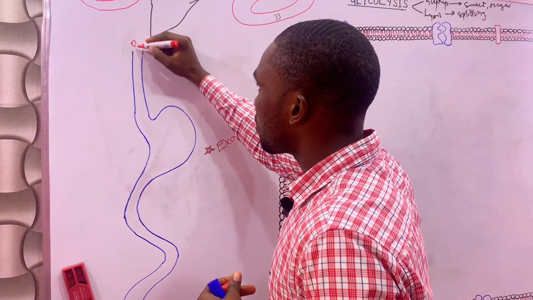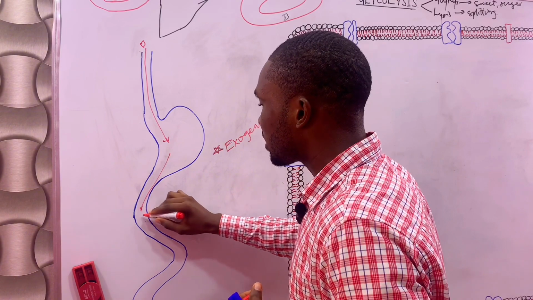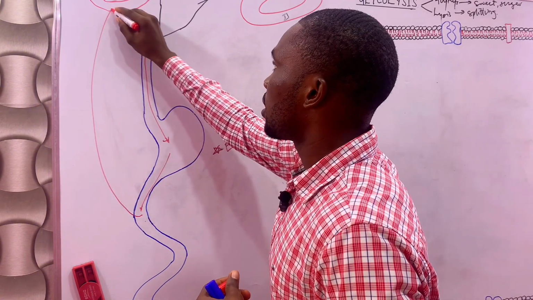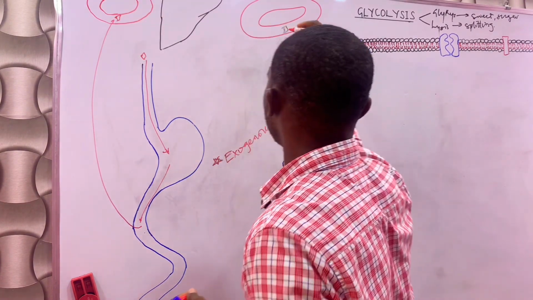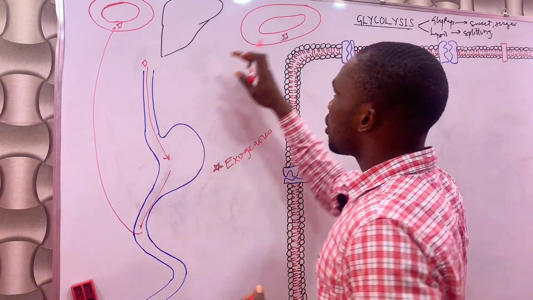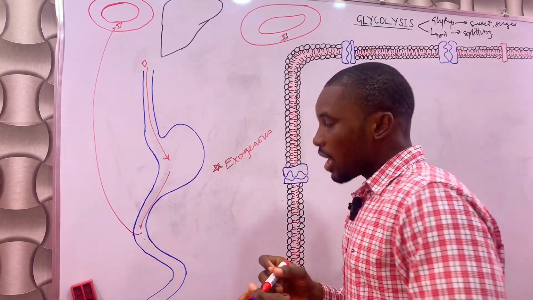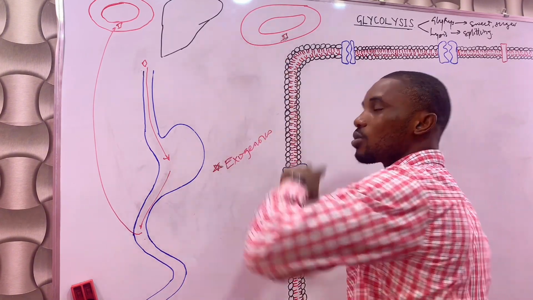Over here, you're taking your food, the food comes to the stomach, enters the small intestine, it gets digested, and then is what? Absorbed into the blood. So we have our glucose over here. Okay, there are other routes through which we can get what? Glucose in the blood. After you've eaten, some hours after you've eaten, there will be little glucose in the blood.